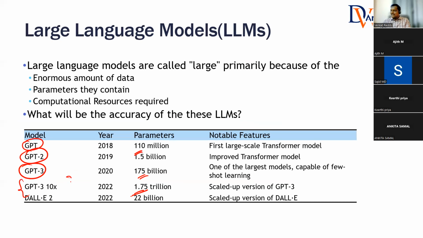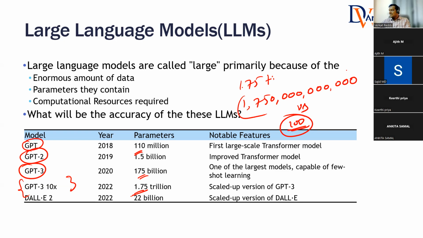For GPT-3 10x, there are 1.75 trillion parameters. That means billions of parameters versus a credit risk model that has 100 parameters. So these are the number of parameters. Because the number of parameters are very high, that is why these are called large language models, or simply we can call them language models.